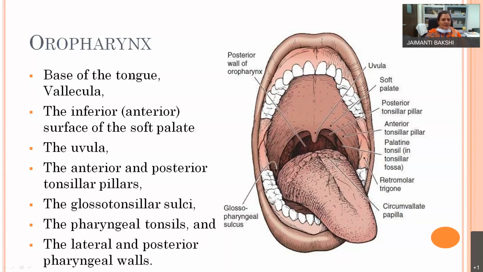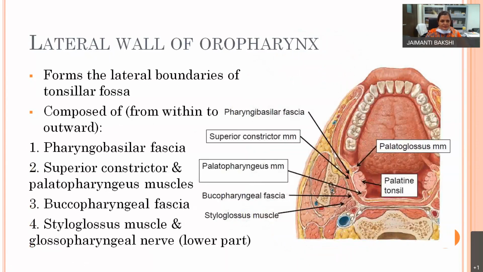So contents of the oropharynx include base of tongue, vallecula, inferior or anterior surface of the soft palate, uvula, anterior and posterior tonsillar pillars, glossotonsillar sulci, the pharyngeal tonsils, and lateral and posterior pharyngeal walls. So lateral wall of the oropharynx gains more attention because tonsils are located in the lateral wall and most of the tumors of the oropharynx arise in this area.